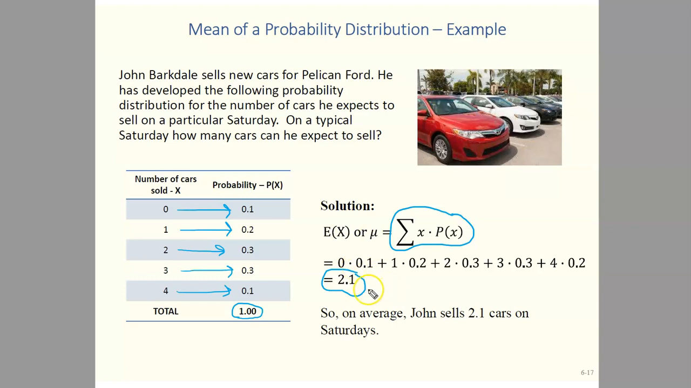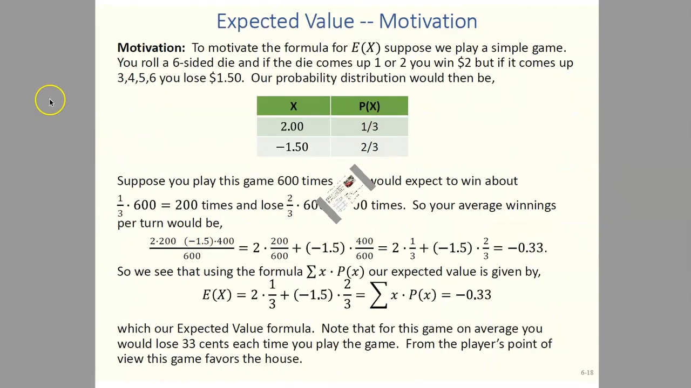Let's take a look at an example where we motivate this formula so we understand where it comes from. So here's a game example. Suppose we play a simple game. You roll a 6-sided die, and if the die comes up 1 or a 2, you win $2. But if it comes up 3, 4, 5, or a 6, you lose $1.50.